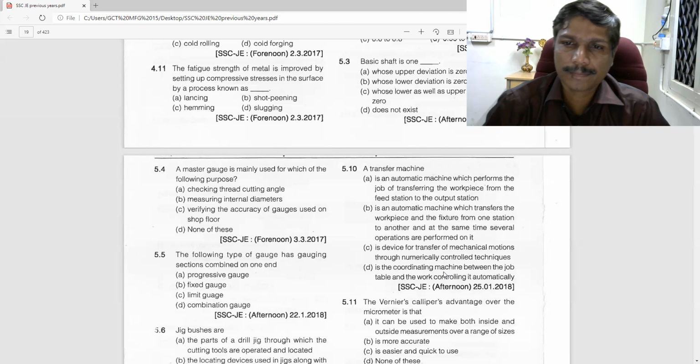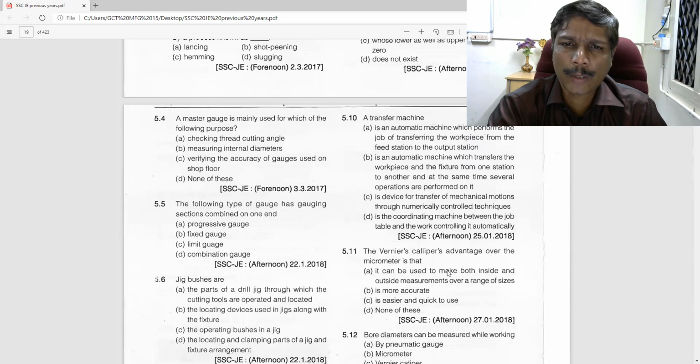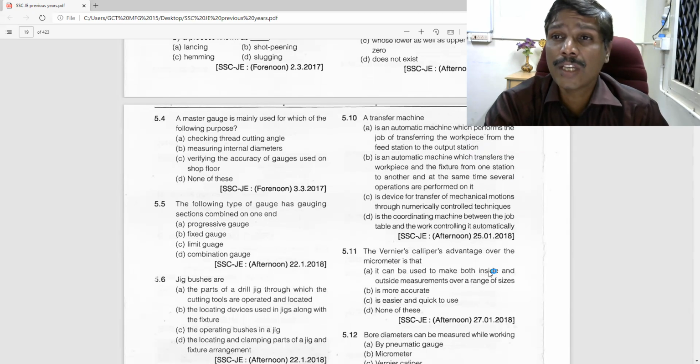Okay. Next is vernier caliper. What is the advantage of vernier caliper over the micrometer? That is the question. It can be used to make both inside and outside measurements, over a range of sizes.